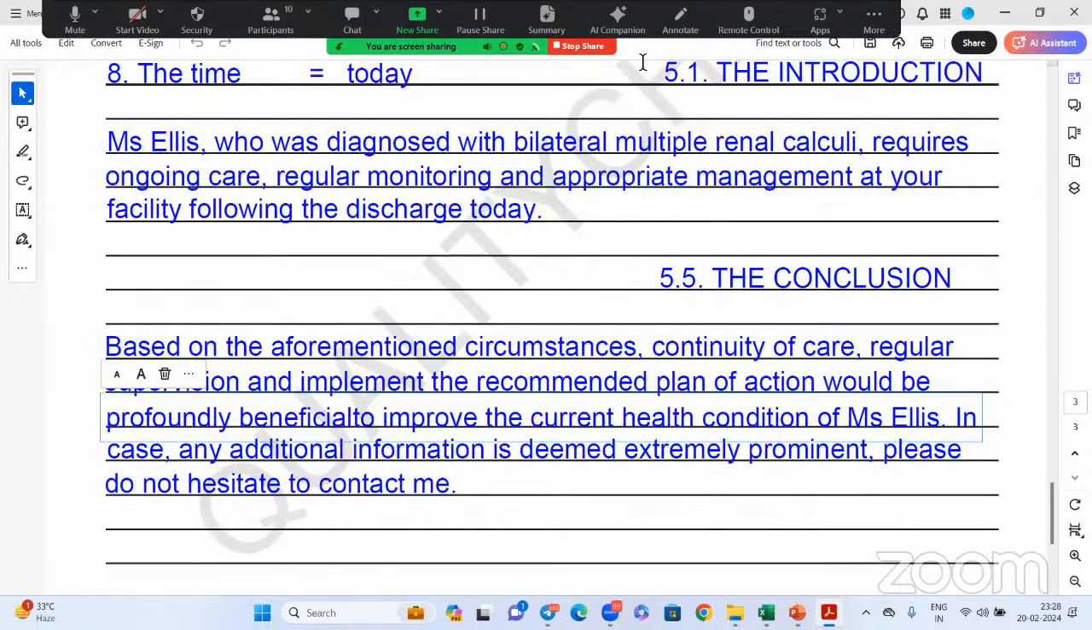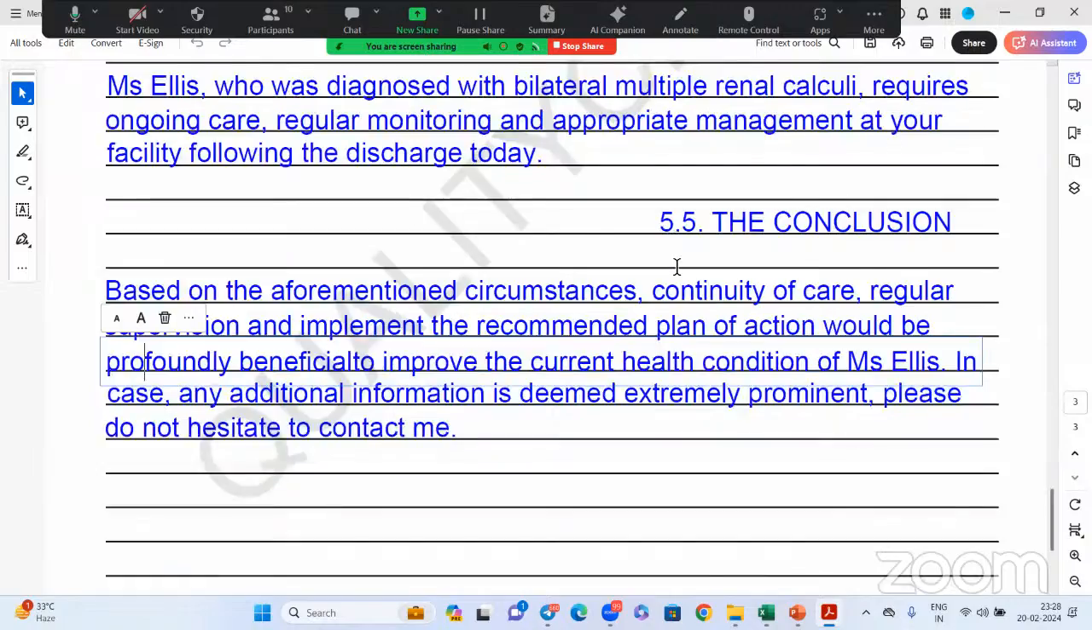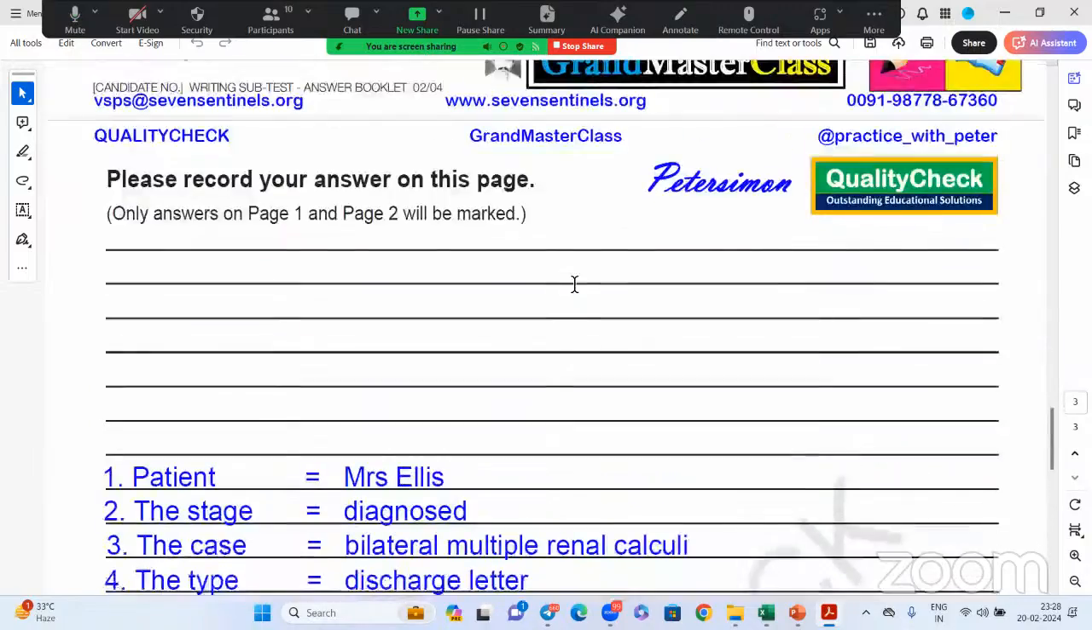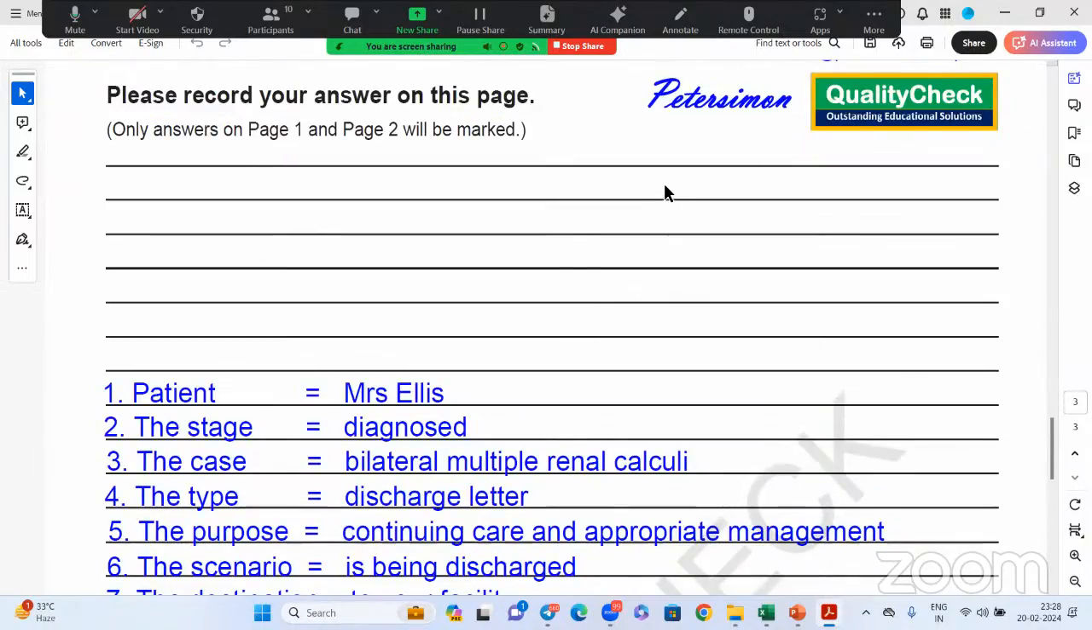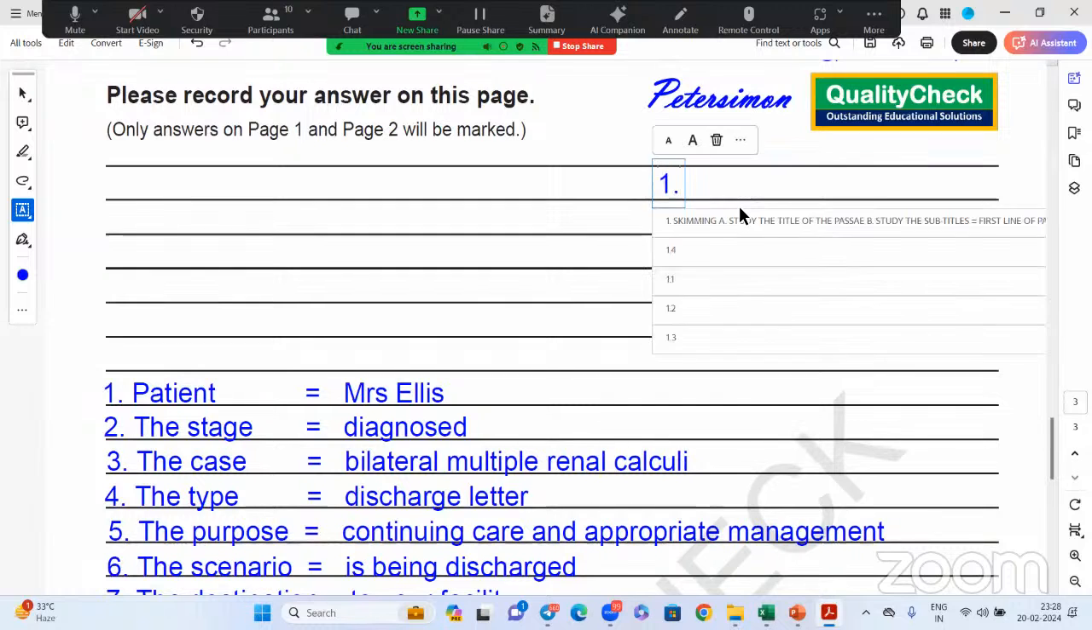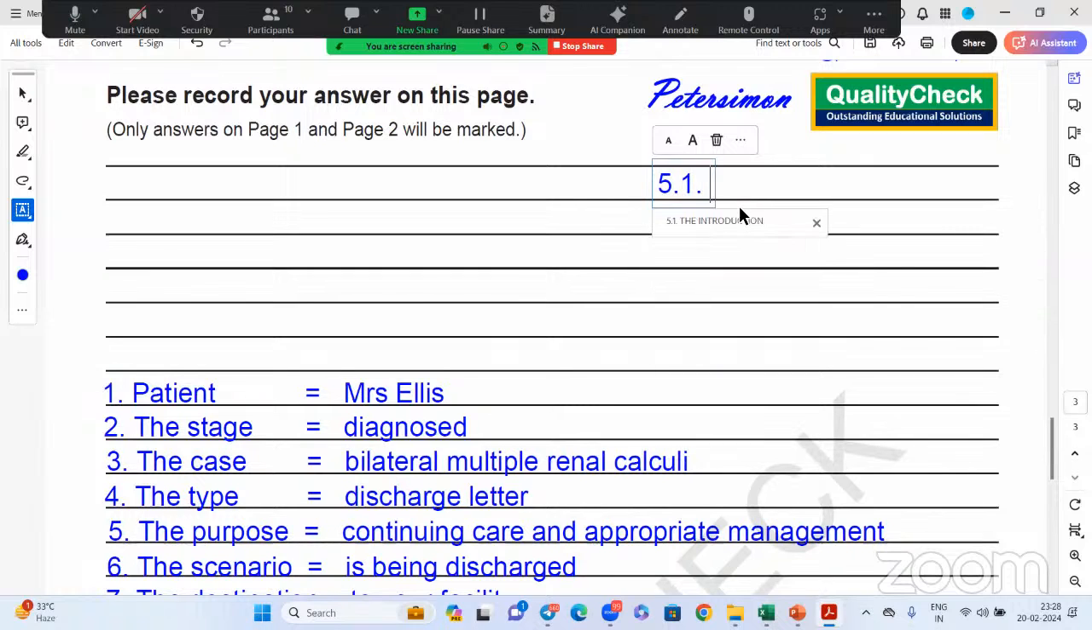So here, between 5.1 and 5.5, we have seen. So that is done. Next, what is remaining? You have to think about these 5 dimensions, 5 components. The first one, 5.1, is the introduction.